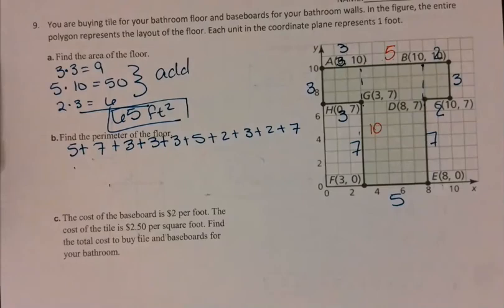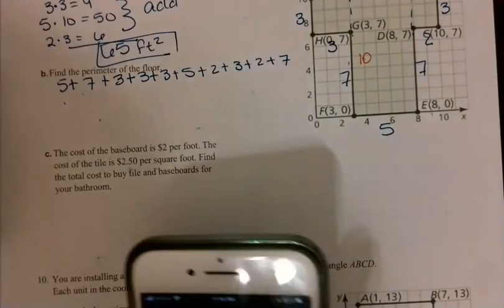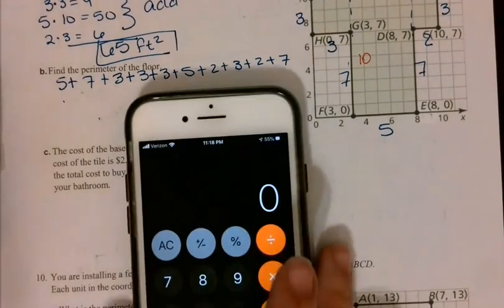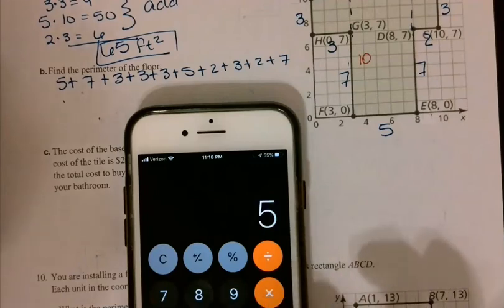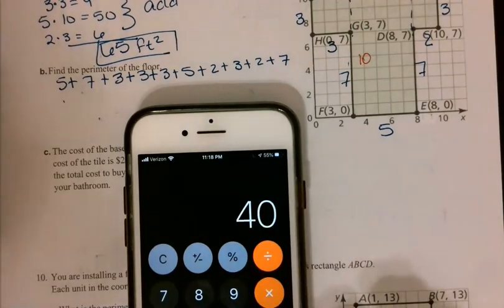So then I am going to add those together. I have 5 plus 7, plus 3, plus 3, plus 3, plus 5, plus 2, plus 3, plus 2, plus 7, 40.